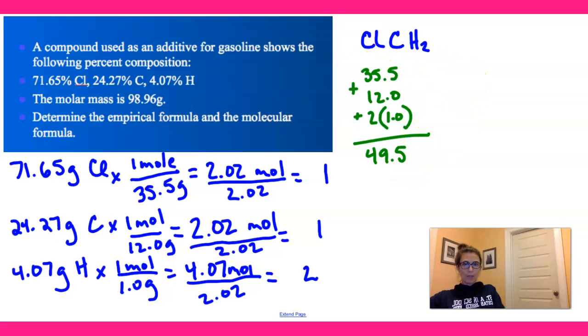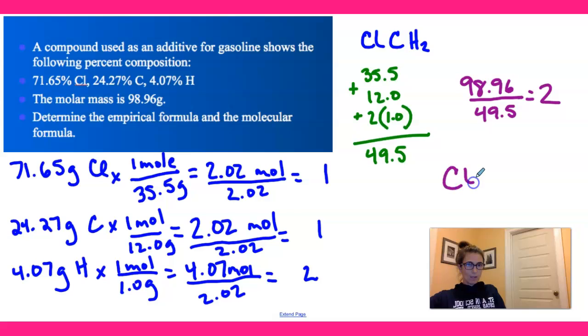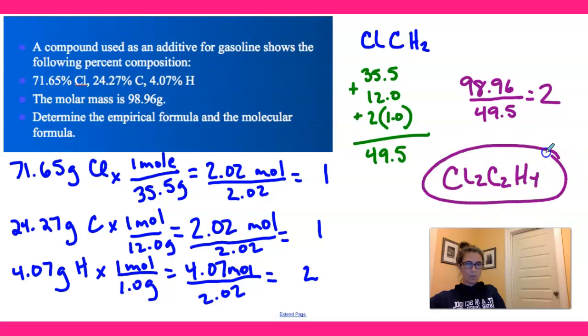So now I want to take my molar mass, which is 98.96, and divide that by 49.5. I get 1.99999, so round that to 2. And I get Cl2C2H4. And that is your molecular formula for this compound.